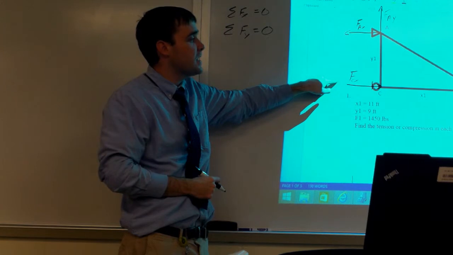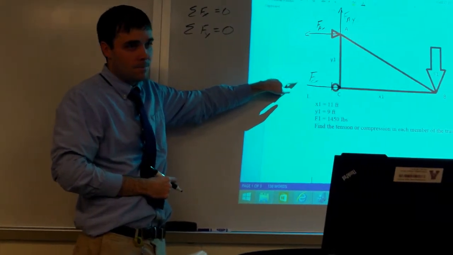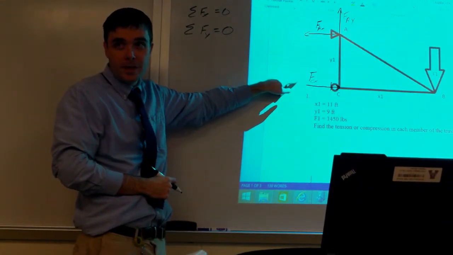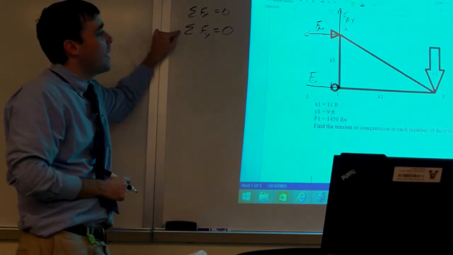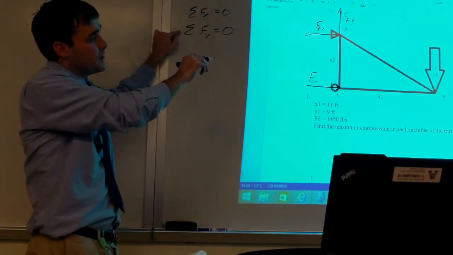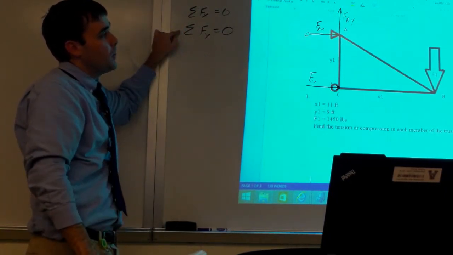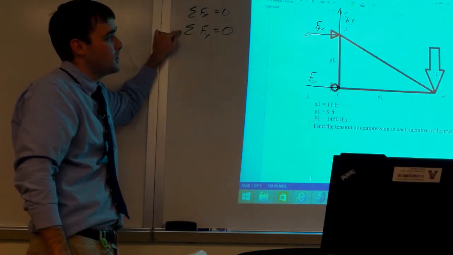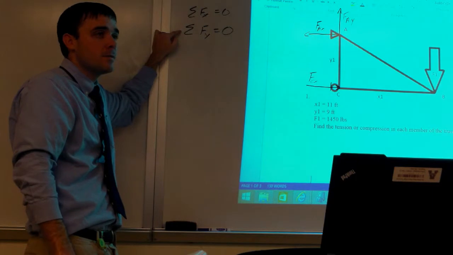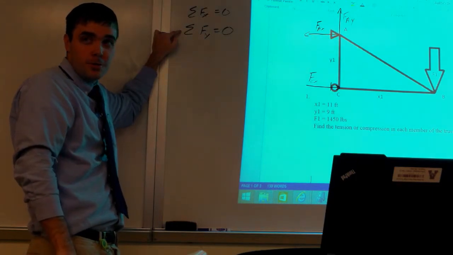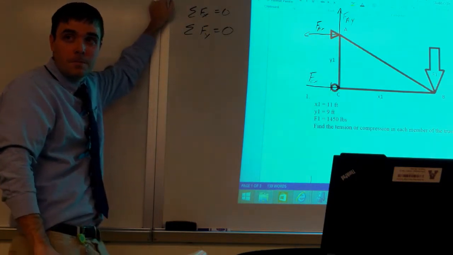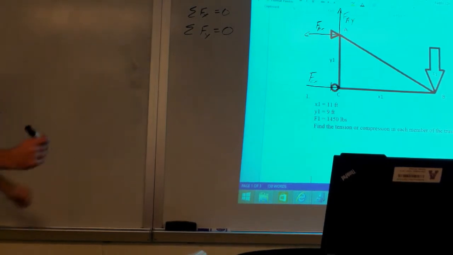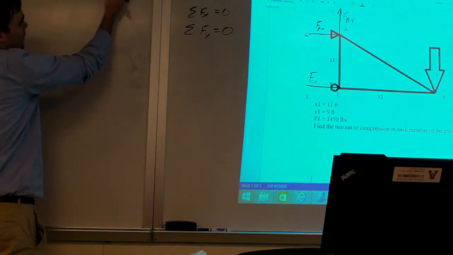If you look at the x direction, we have FAX and FCX. We don't know either of those, so we can't use x. In y, we know what F1 is, but we don't know what FAY is, so we could use the summation of the forces in the y direction to solve for FAY. Do you want to do that first, or the torque first? Y first. It's quicker.